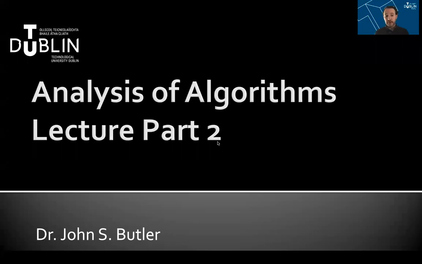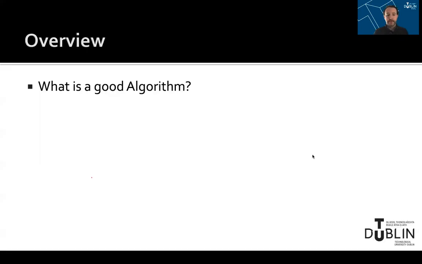This lecture is a continuation about how to analyze an algorithm. We talked about different kinds of speed of algorithms, but in this one, we're going to see how we find that out. If we don't know anything about the algorithm, how do we calculate the speed of it? So, once again, what is a good algorithm?